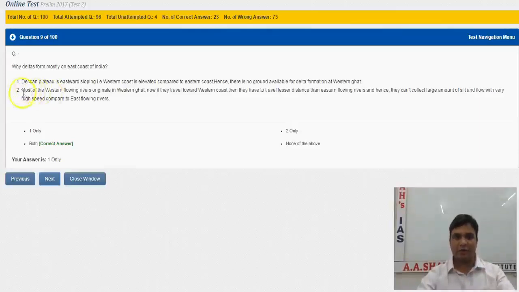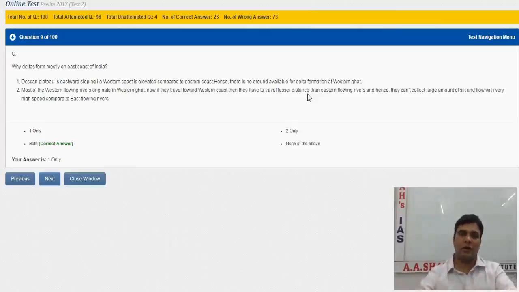That's one thing. Another thing I told you is that, as the second statement also says, most of the western flowing rivers originate in the Western Ghats. Now if they travel towards the western coast, then they have to travel a lesser distance than eastern flowing rivers, and hence they can't collect a large amount of silt and flow with very high speed compared to eastern flowing rivers. The statement at the outset, guys, might sound very lengthy, but you just got to focus on this part. Now if they travel towards the western coast, then they have to travel a lesser distance. I told you in the last discussion also, when rivers travel a lesser distance, what essentially happens is they pick up less load from the sediments. When they pick up less load from the sediments, they have less load to deposit when they slow down.